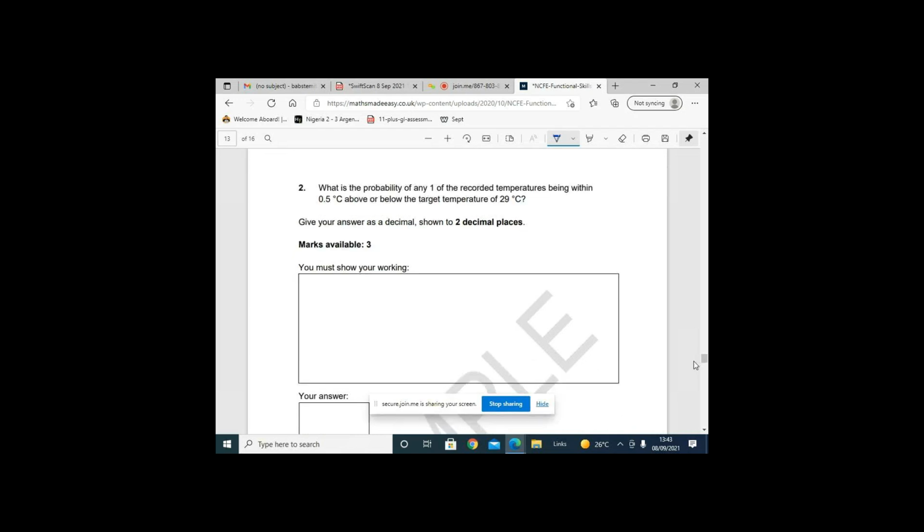So look at this probability question. Both of you should do it, please. What is the probability? Can you give your answer as a decimal? Okay. What is the probability of one of the recorded temperatures being within 0.5 above?